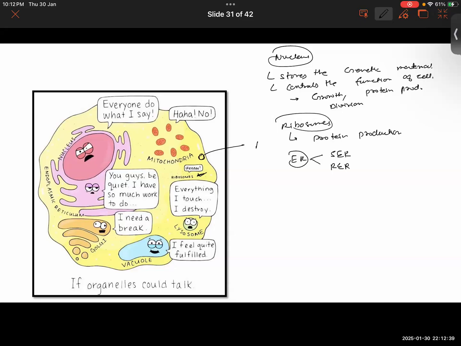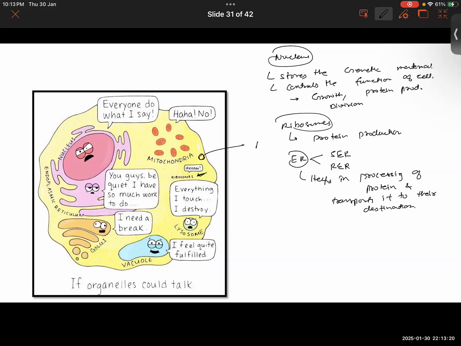What it does is help in the processing of the protein, and it will also help in transporting it to its final destination inside the cell. So it helps in processing of protein and transports it to its destination inside the cell wherever it is required.